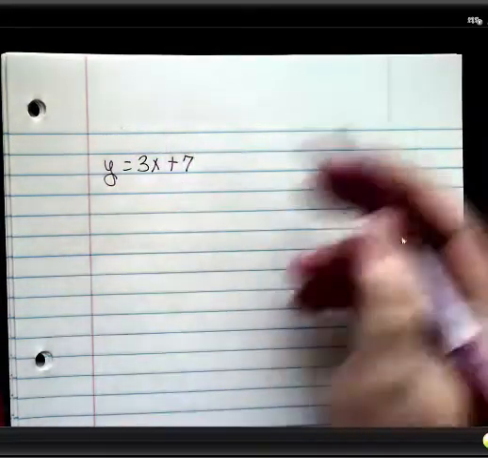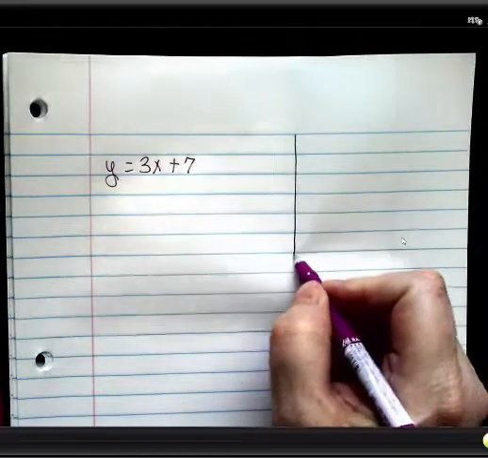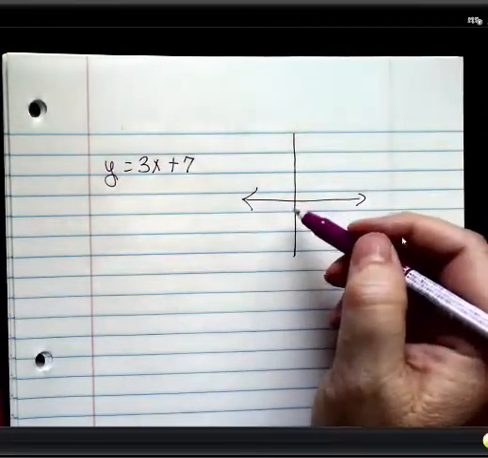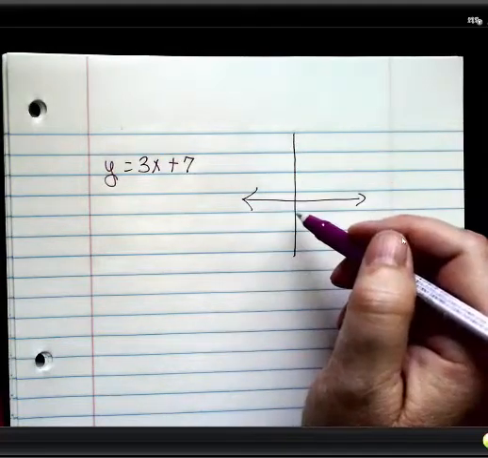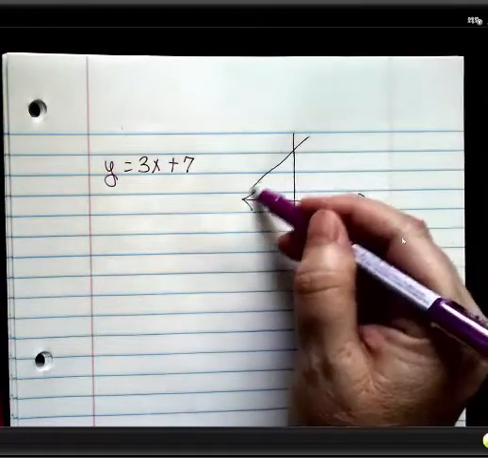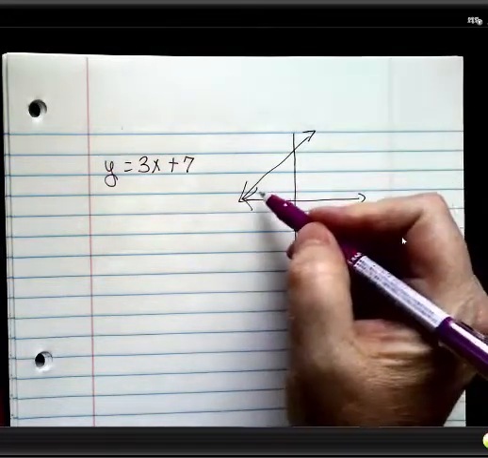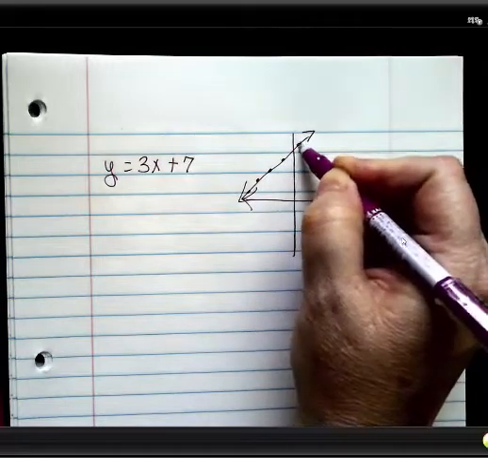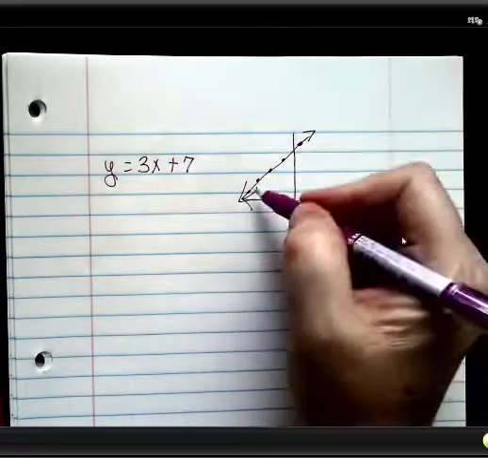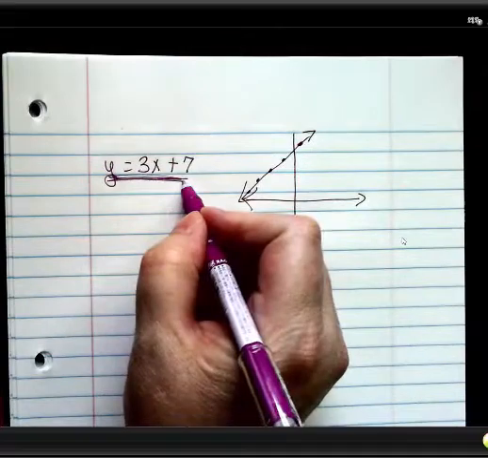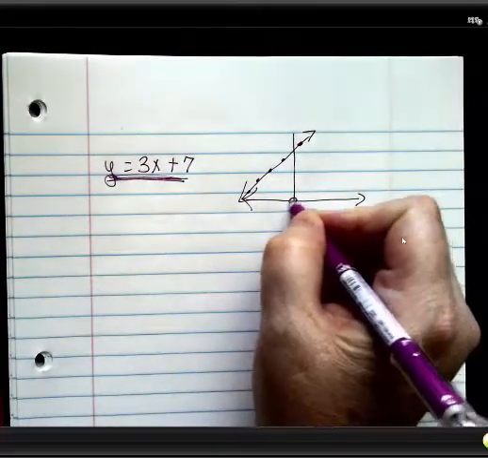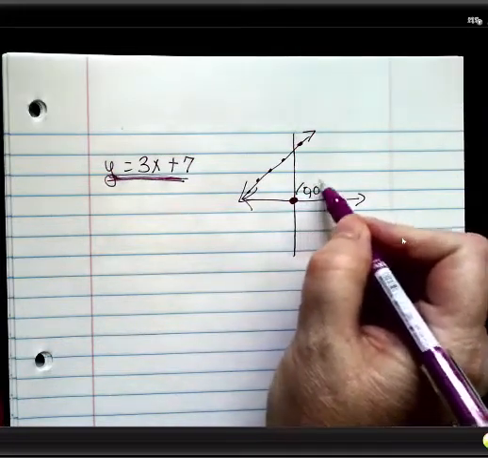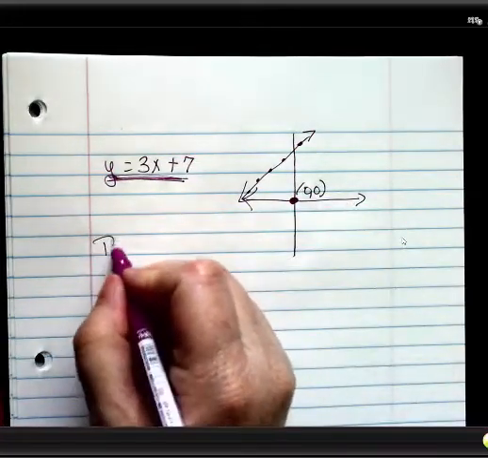Now, this is actually a line that when you graph it on a coordinate plane, it will make a straight line. And this would look like this line. Now, every point on this line is a solution to this equation. Let's talk about that. This is 0, 0.